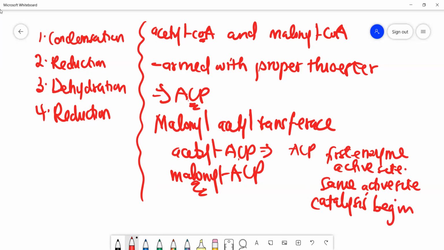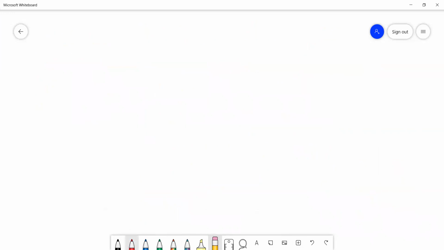Now, a little info on the acyl carrier protein, which is ACP. So elsewhere, when you read, you see that sometimes they call it a carrier protein.